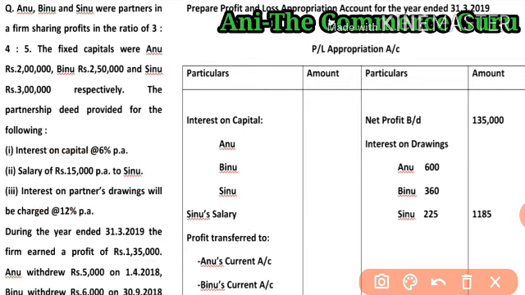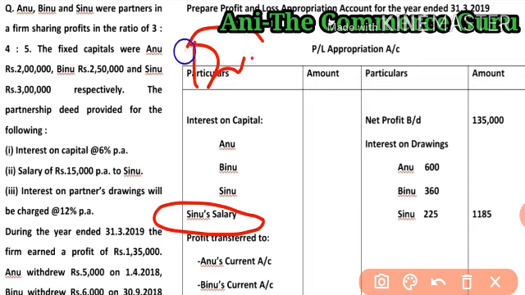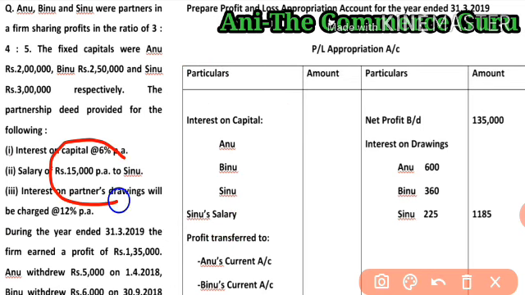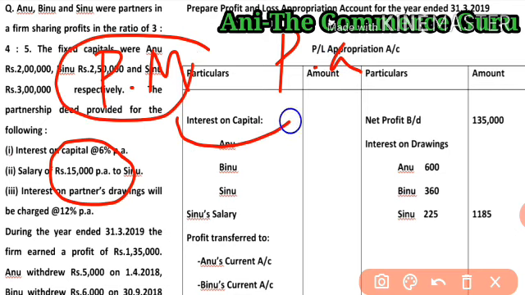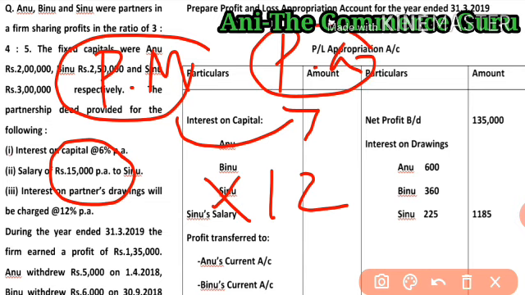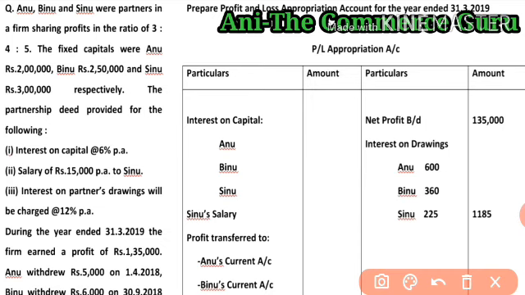Hope it is clear. So here Sinu's salary is given. We wrote Sinu's salary on the debit side of the profit and loss appropriation account, because salary is an appropriation of profit. It is given as 15,000 per annum. As I said before, we have to be very careful whether salary is given per month or per annum. If it is given per month, you have to convert it into per annum by multiplying by 12. In this question, it is given per annum, so there is no further calculation for salary. Salary is 15,000, directly given, so you write 15,000 in the amount column for Sinu's salary. I hope it is clear.